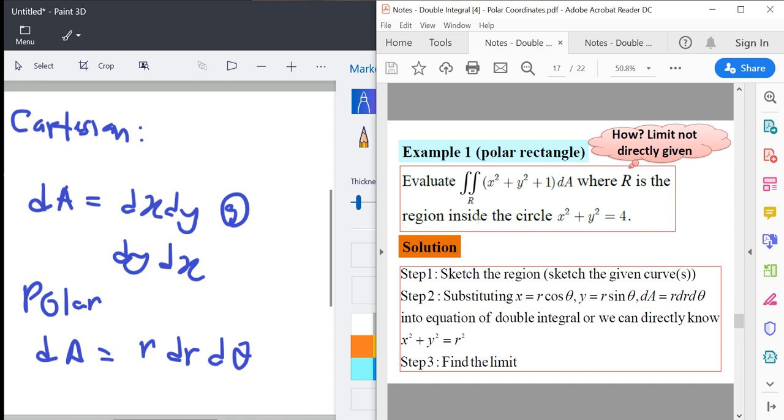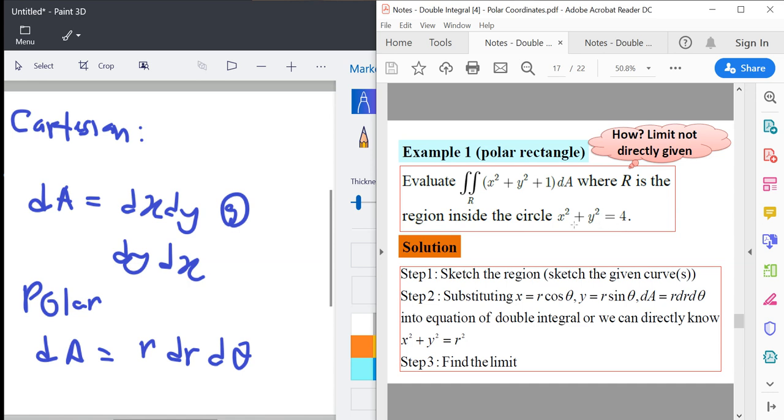So obviously, since it states the region inside the circle, it's much easier if we use polar coordinates. In these cases, we should sketch first. The steps in answering a double integral basically start with the sketch, then get the limits, and then you can integrate as long as you get the limits correctly.